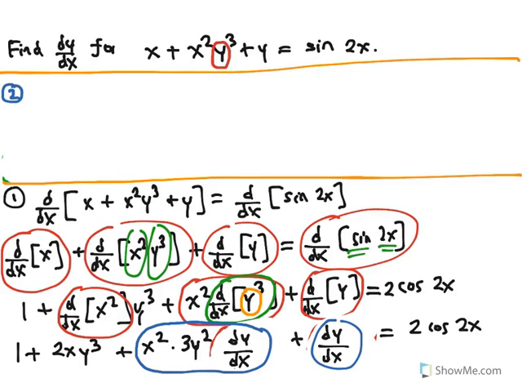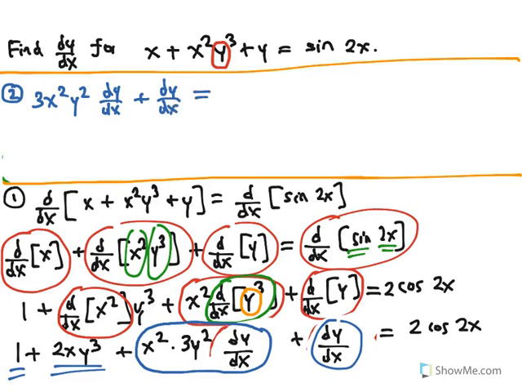I will show step 2 in blue just to sort of distinguish it from the other work. And all I have to do is subtract 1 from both sides of the equation and subtract 2xy cubed from both sides of the equation. And when I do that on the left side of the equation, I'll have x squared times 3y squared. I can write the 3 out front. So 3x squared y squared dy/dx plus dy/dx.